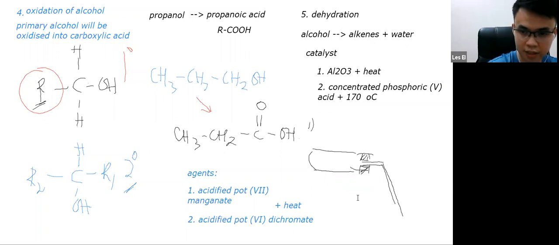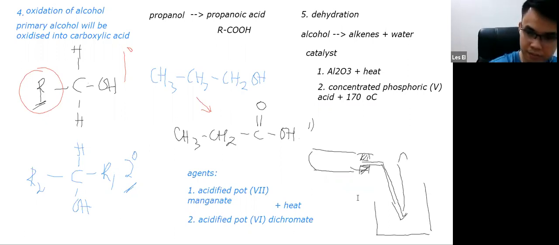You will collect the gas through water. If a teacher asks you why you collect the gas through the water, it is because alkenes are not soluble in water. The gas that you can collect through the water has to be insoluble in water. So alkenes are insoluble in water.